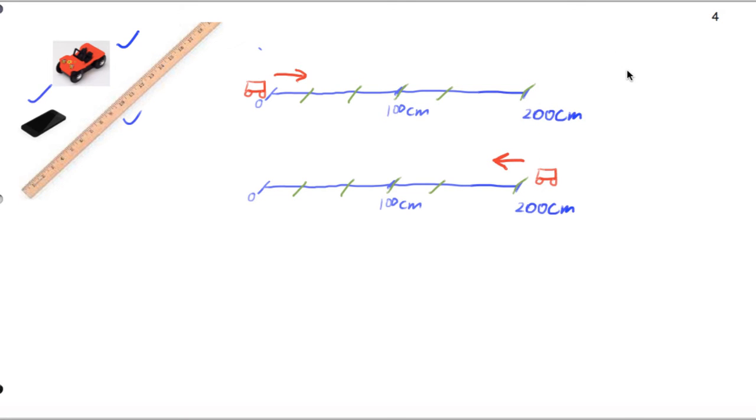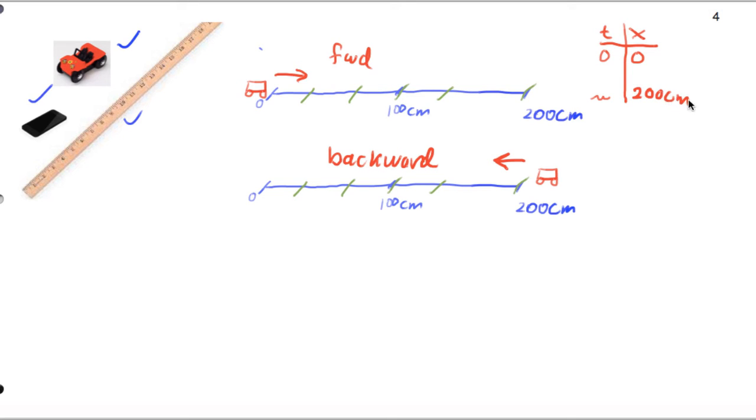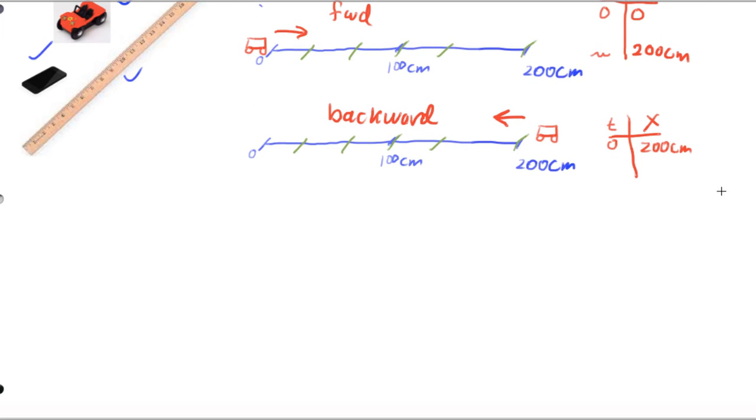We had a table for going forwards. I'll call this forwards and I'll call this backwards. We constructed a table that had time and position, and we'd end up getting 5 trials. Going forward, we'd start off at 0, 0, and then wind up at some time and a final position of 200 centimeters. Running backwards, we'd start off at a time of 0 seconds, and our position was 200 centimeters to start with.